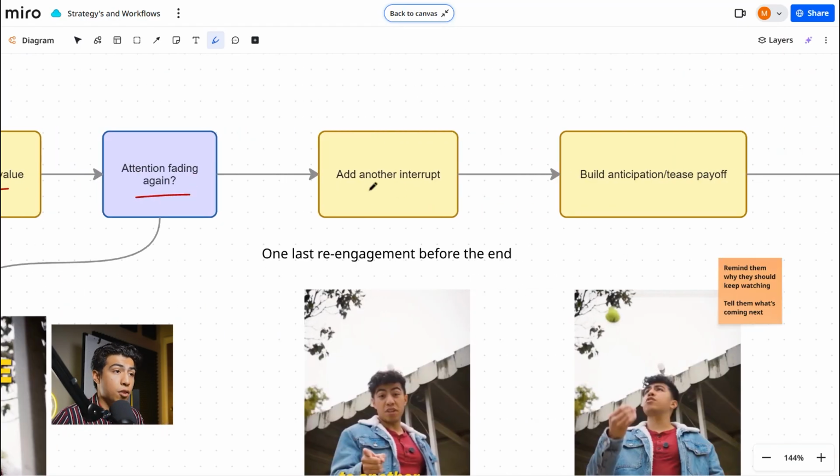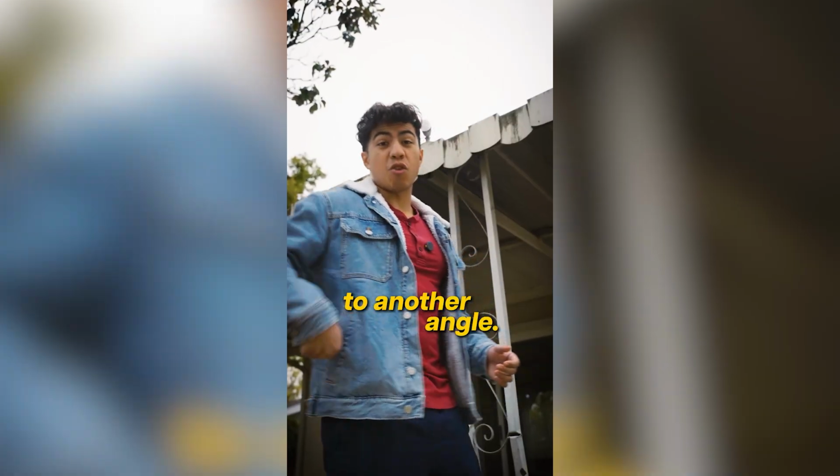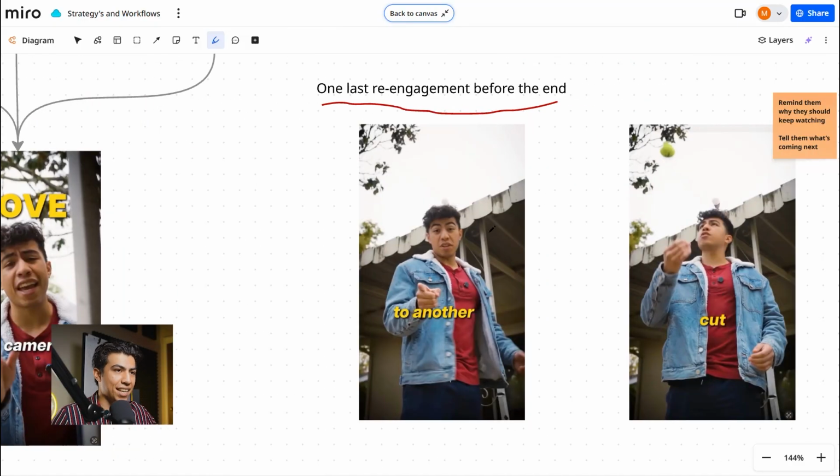So I added another pattern interrupt, and since this was a bit of a short video, I just added one last re-engagement before the end. What I did here was I turned the other way and looked down. It's a new angle that the audience hasn't seen yet from me, and that re-engaged them again.